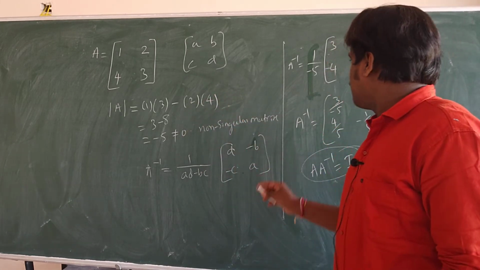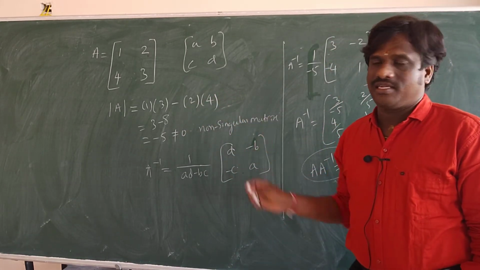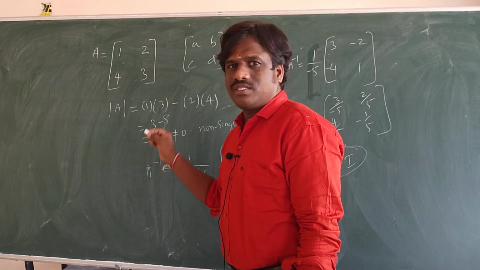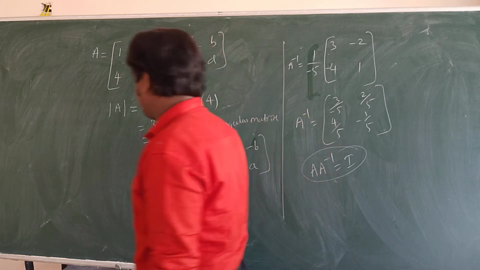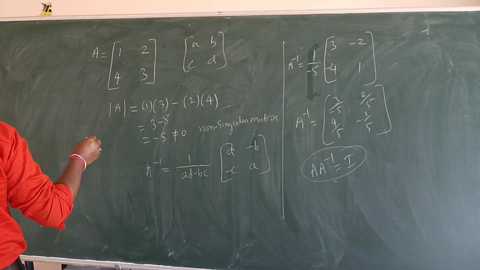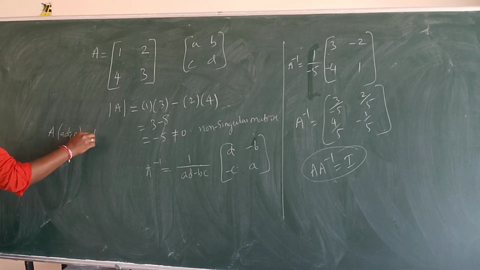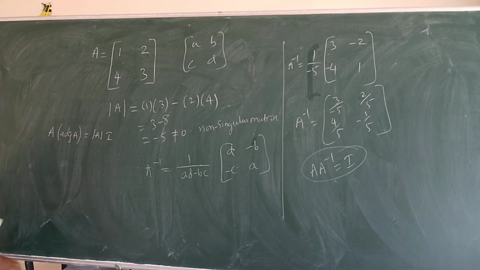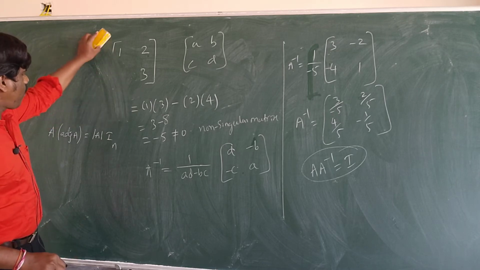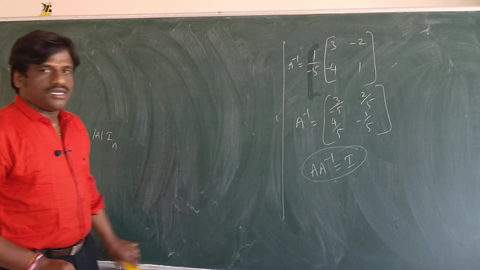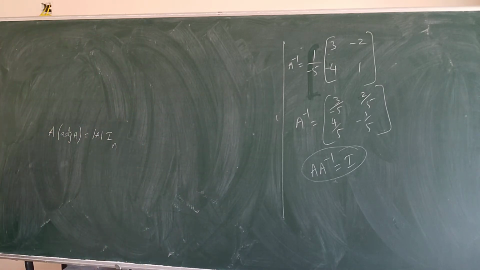Why are you getting this formula? The reason I will tell you. You know one thing we did: A into adjoint A. The first formula, the adjoint formula, the king rule. A into adjoint A is equal to determinant of A into I n. Did you learn this one? Yes, you have learned this, right? What you need is A inverse, right? Yes, let me get it, listen.